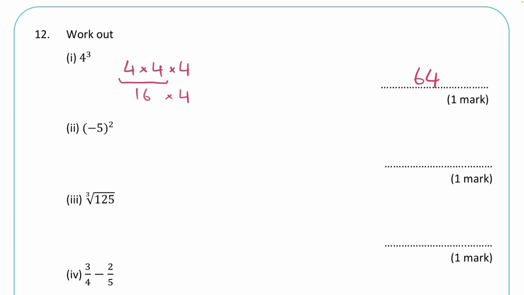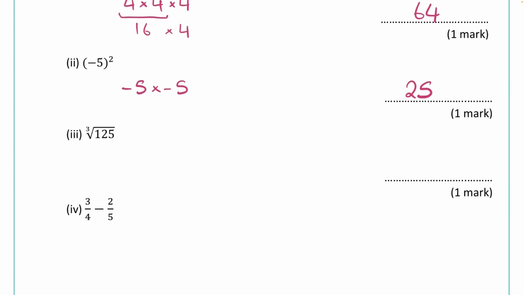For part 2, we have a negative number being squared. And when you square a negative number, it's the same as squaring the positive version. So 5 times 5, which is 25. Just testing to make sure here that you know that a negative times a negative does equal that positive value. So 5 times 5 is 25.